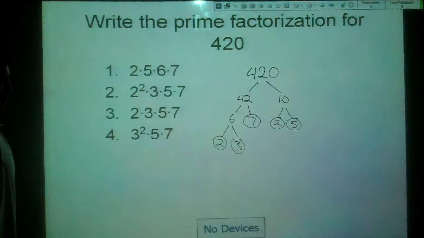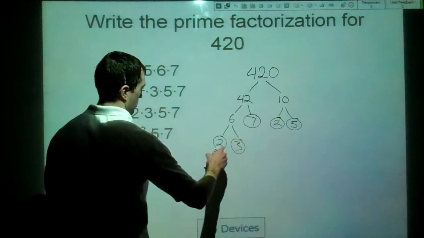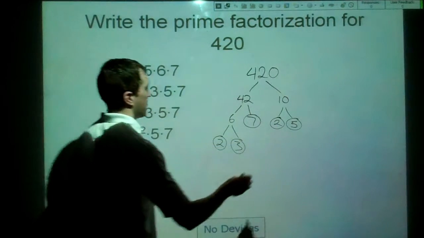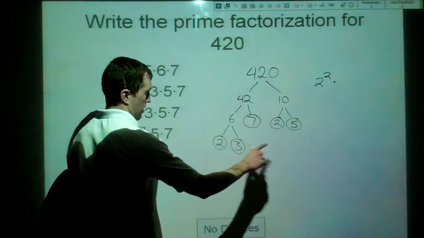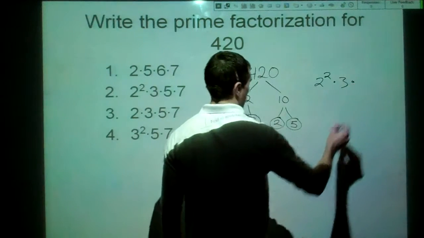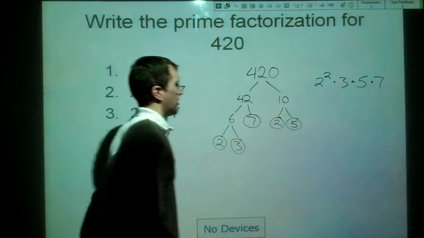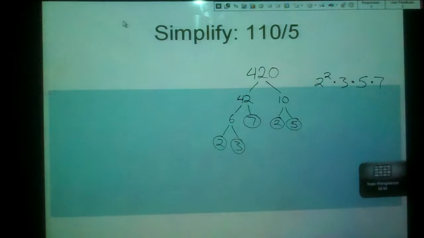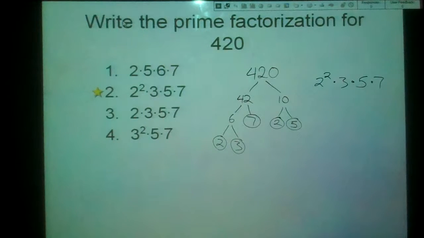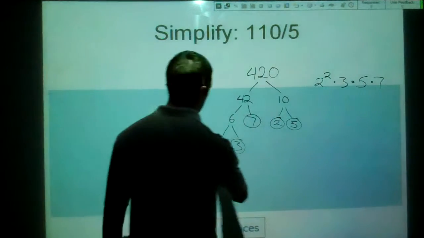So now we check what we have. We want to start with our smallest number that we see, 2. It looks like we have 2 of those. So 2 to the second times. Next biggest is a 3. Next biggest is a 5. And next biggest is a 7. And we didn't double up on any more of those. So we should be looking at number 2 there. Right there. 2 squared times 3 times 5 times 7. Alright. Next one.